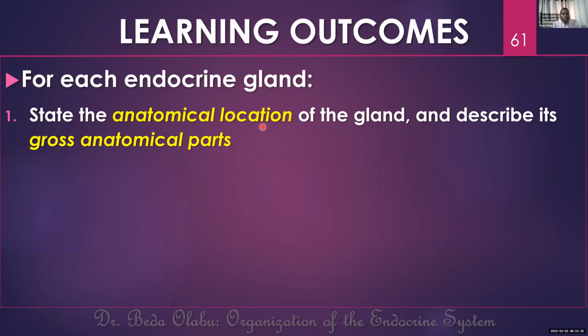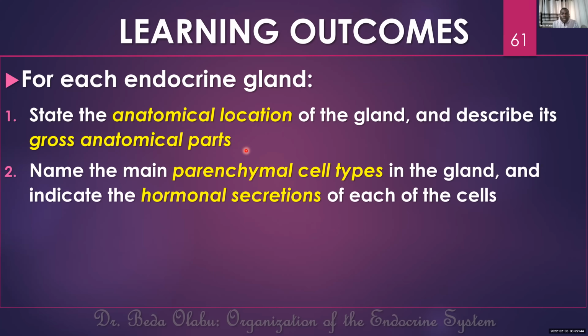Remember, for each endocrine gland, we expected to know the anatomical location where the gland is found. And then we are also going to describe the gross anatomical parts of that gland or organ, if that is applicable. After that, we'll mention the main parenchymal cell types, the cell types which are functional, the cell types that produce hormones. And we'll also state the hormone that those cells produce.